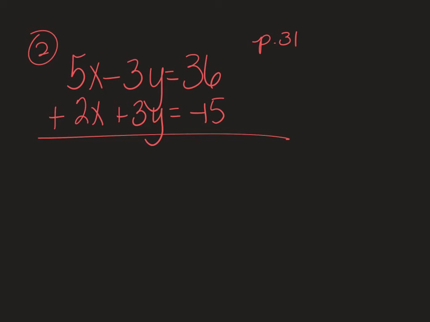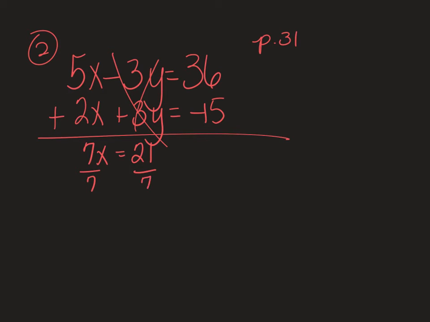All right, so make sure I have it written down correctly. 5x minus 3y equals 36. 2x plus 3y equals a negative 15. Now, do I have any inverses here that I can use to eliminate? Yep. So now 5x plus 2x, because they're both positives, is what? 7x equals 36 plus a negative 15 is what? 21.